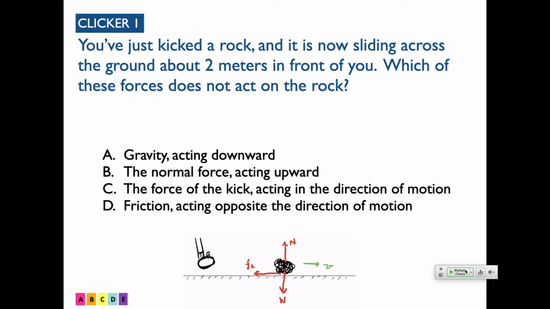What about the force of the kick? The foot's no longer in touch with the rock. The foot's no longer in contact with the rock, so that one goes away. Friction is good. So all of these are cool except for C. That one is only a force while your foot is touching the rock.